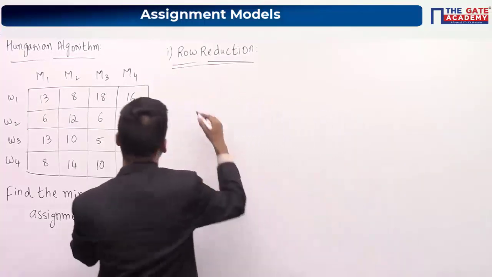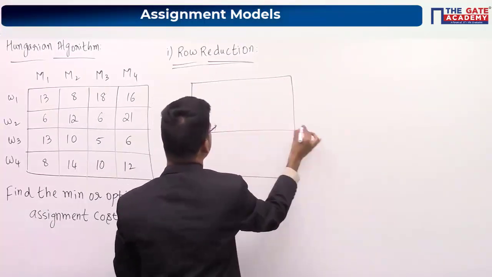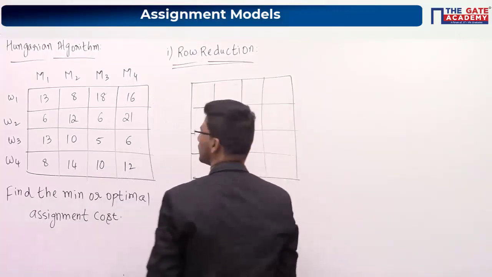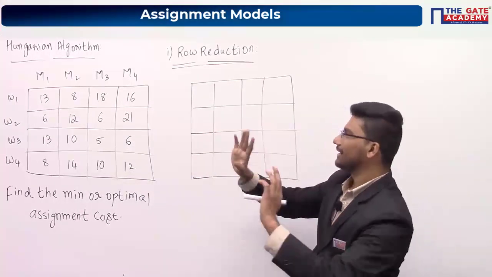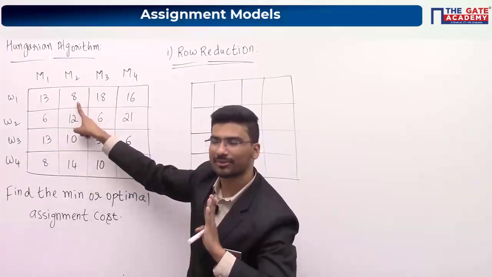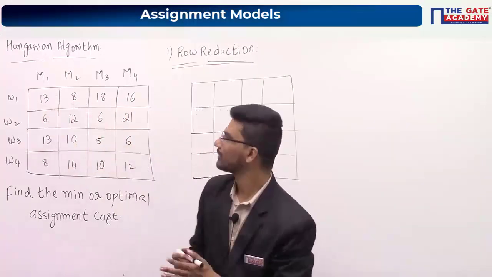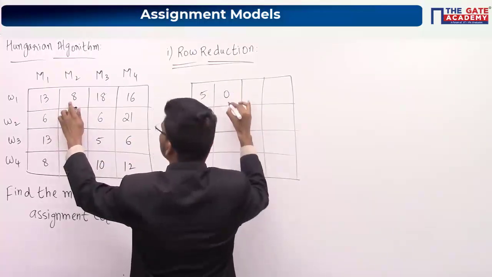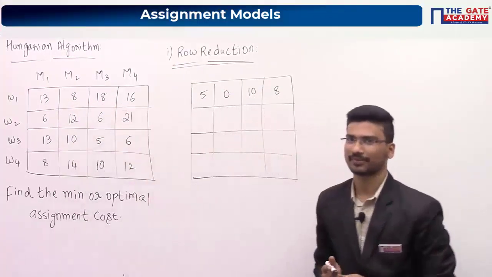Now look at here carefully. After completing the problem, I will dictate the steps, okay? No need to worry about the steps. Now in this particular row, what is the minimum element? 8. 8 is the minimum element. Now you subtract this 8 from all other elements. 13 minus 8, it will be 5. 8 minus 8, 0. 18 minus 8, 10. 16 minus 8, it will be 8.